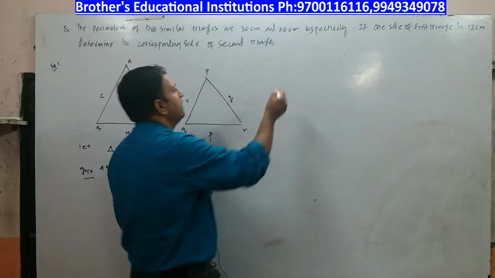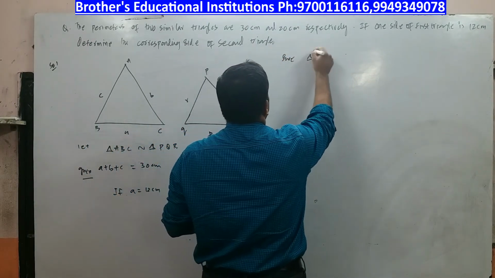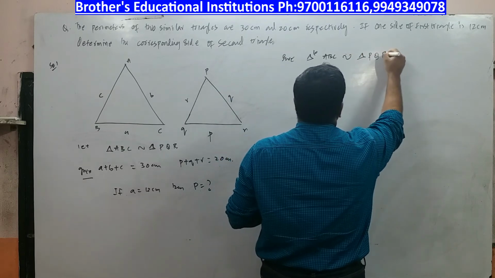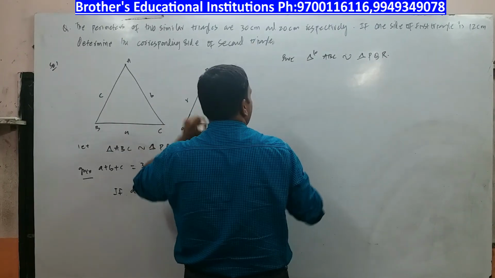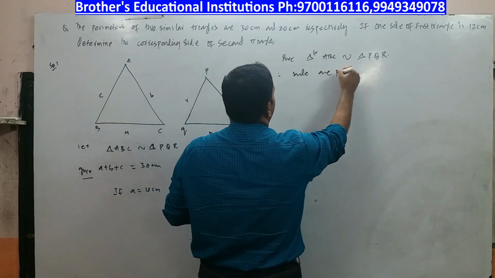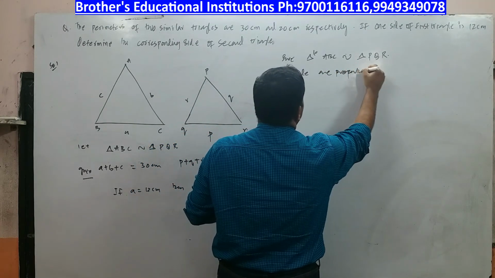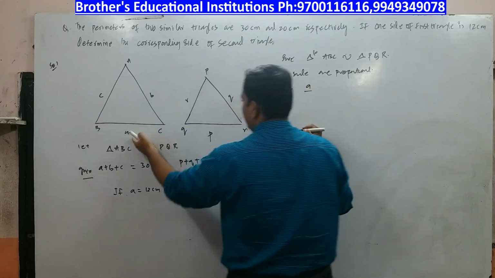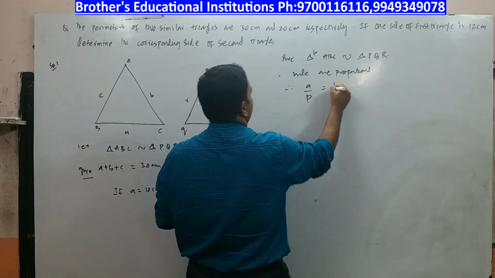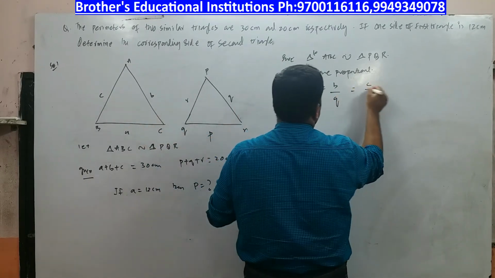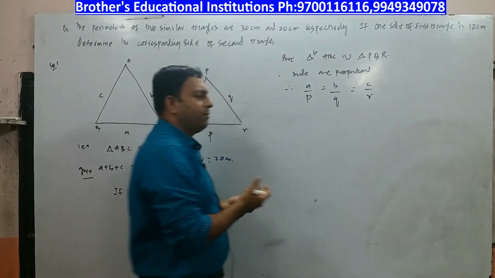Now I will proceed. Since triangle ABC is similar to triangle PQR, when two triangles are similar, their sides are proportional. Therefore, I will write A by P is equal to B by Q is equal to C by R, right? This is what is there, proportional.